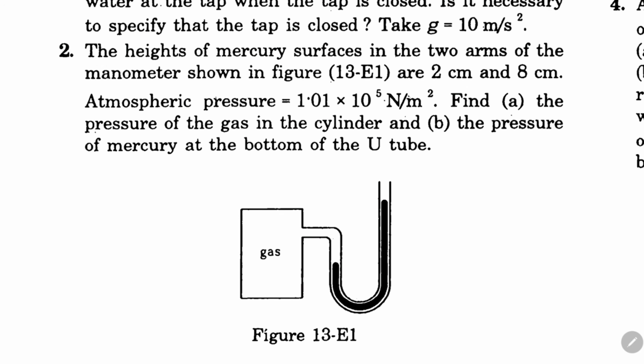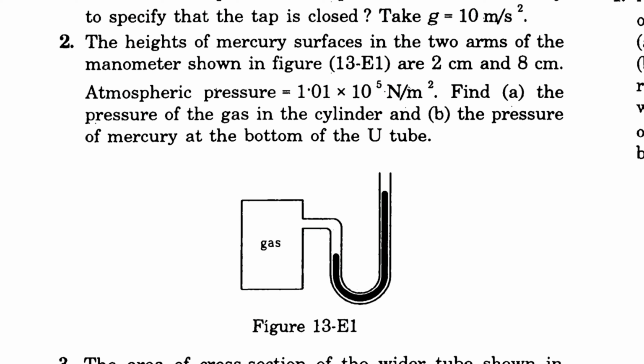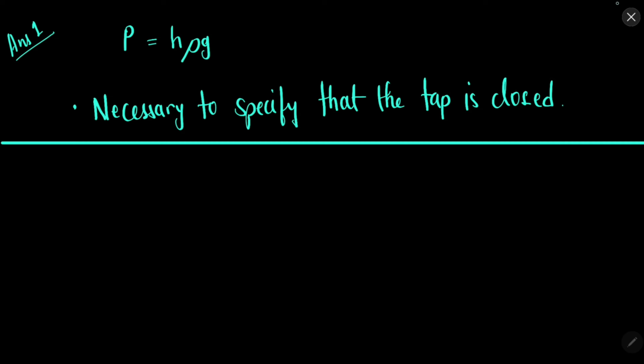In the second one, we have the heights of mercury surfaces in two arms of a manometer, and the heights are 2 cm and 8 cm. Now the atmospheric pressure is given. We need to find the pressure of the gas in the cylinder and the pressure of the mercury at the bottom of the U tube. So let's first draw the situation. The situation is like this.